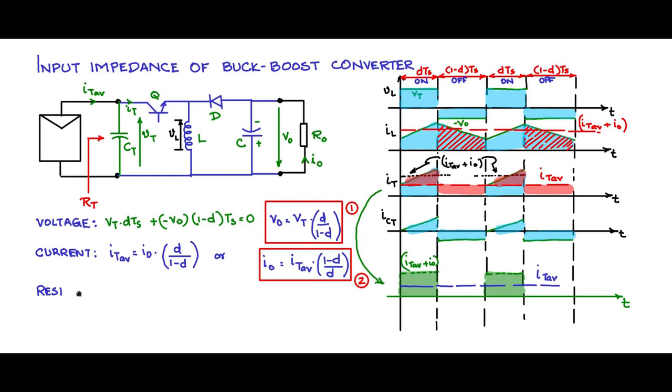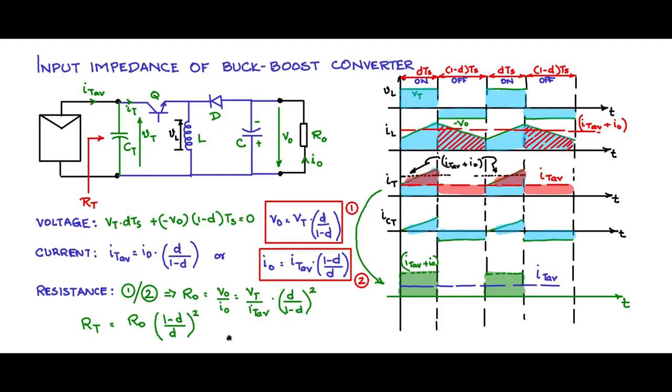The resistance relationship is obtained by dividing relationship 1 by 2, which will give you R naught, which is equal to V naught by I naught, which is equal to Vt by IT average into d by 1 minus d whole square. Vt by IT average is nothing but RT as seen from the input terminals, the terminals of the PV module. So therefore RT is equal to R naught, this will come this side, 1 minus d by d whole square.